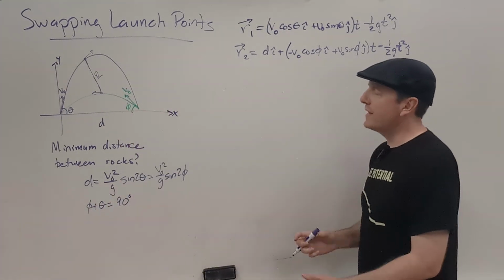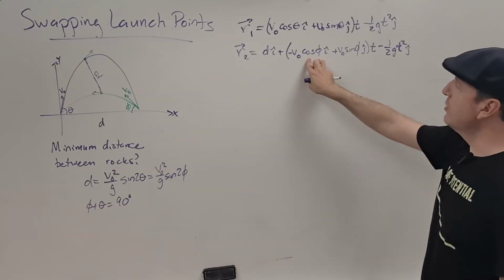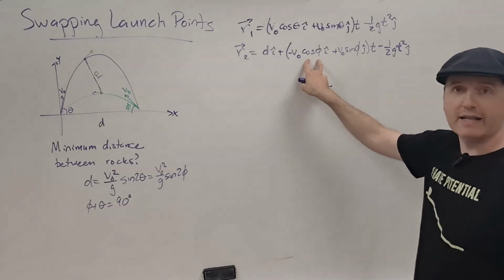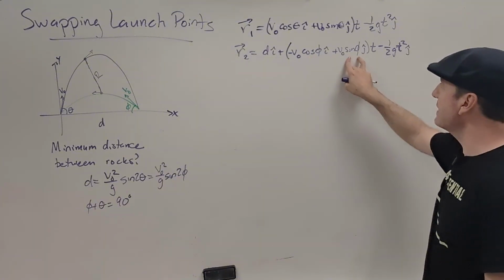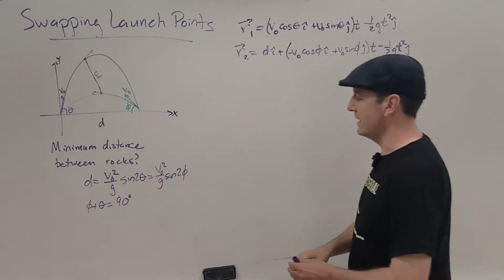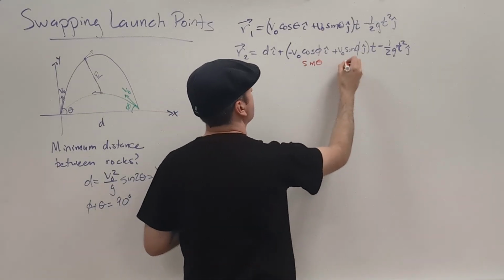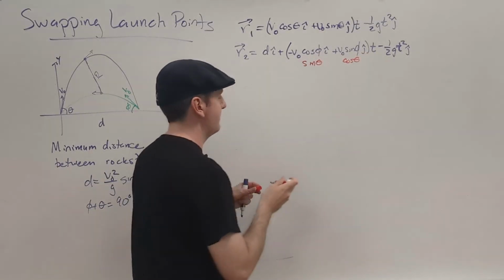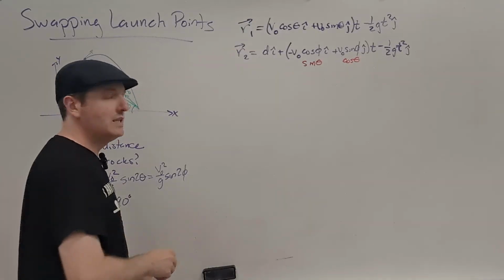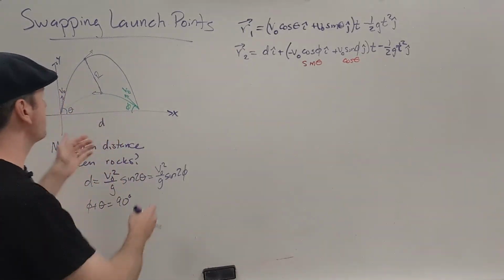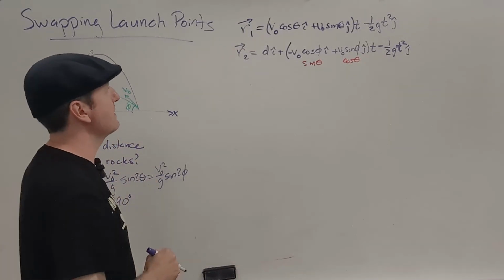Okay. What that's going to mean for us here is I can replace all the cosine phis with sine thetas, and I can replace all the sine phis with cosine thetas. So let me write that in here. This will have a sine theta, and this will have a cosine theta. That way I have eliminated one of the angles already just by geometric constraint.